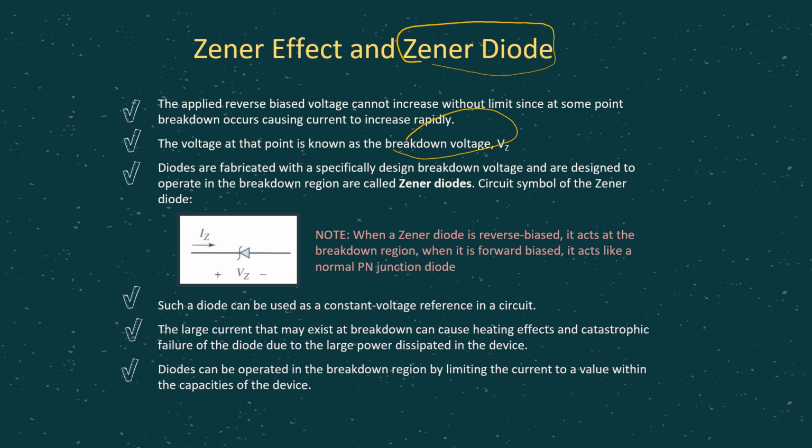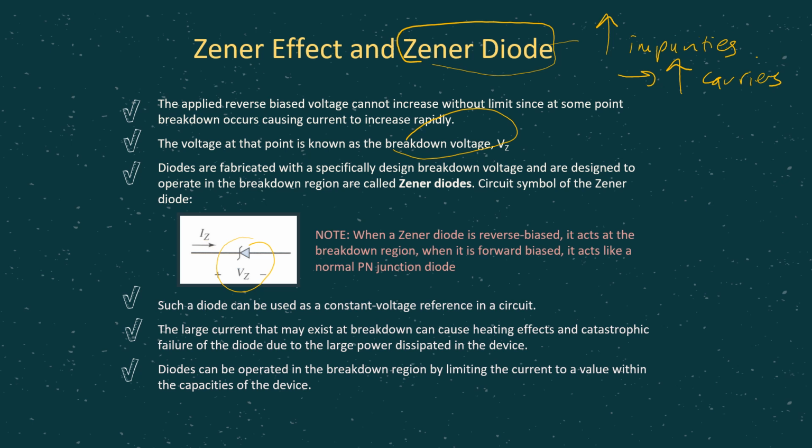Why can it tolerate the breakdown voltage? Because it is highly doped, meaning it has very high impurities. As you know, impurities will cause an increase of carriers, increase of holes, increase of free electrons, right? So obviously there will be an increase of current. So the Zener diode is very special because it can tolerate the breakdown voltage, and this is the symbol of the Zener diode.